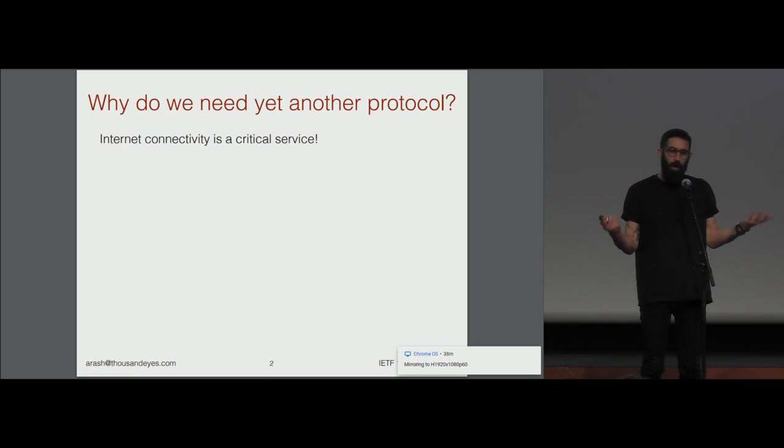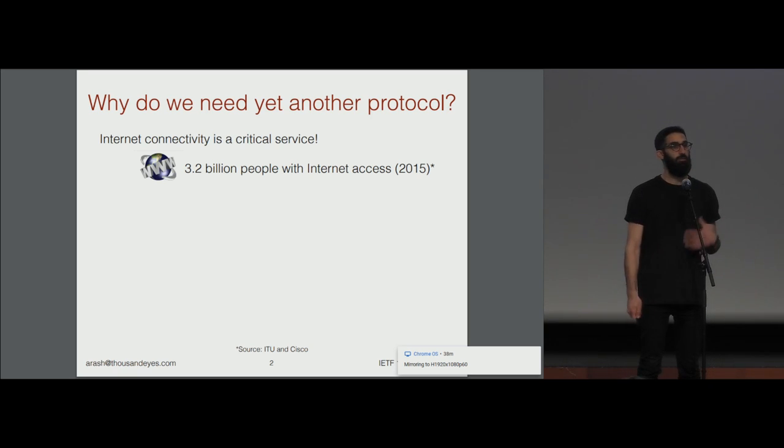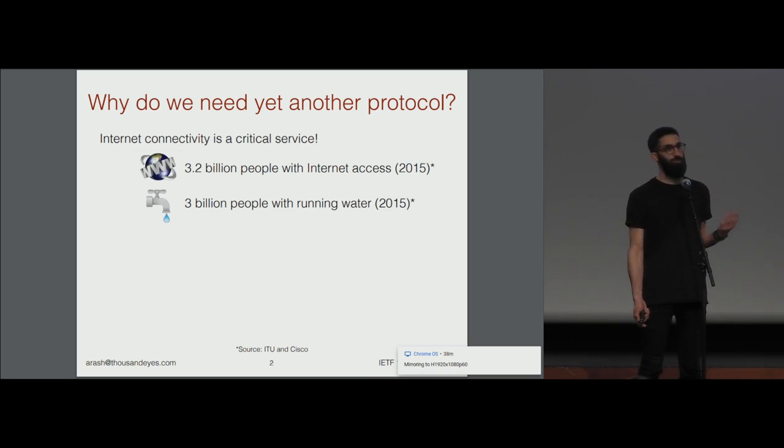I don't think I need to convince anyone in this room that internet connectivity is important, but just to set the stage and put things in perspective, in 2015, 3.2 billion people had access to the internet. Obviously, that number has increased over the past 4 years, but in that same year, the number of people with running water was less than that. Now, these two numbers next to each other I find depressing, but for reasons that are out of the scope of this talk, it emphasizes the importance of internet connectivity. We use it in our personal life, in our professional life. Virtually every business depends on the internet, and their viability is tied to the performance of the network that they're operating on.